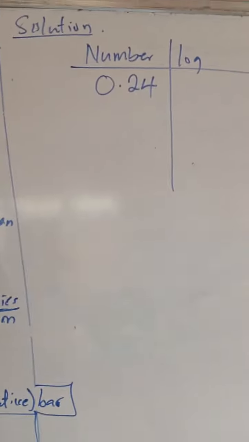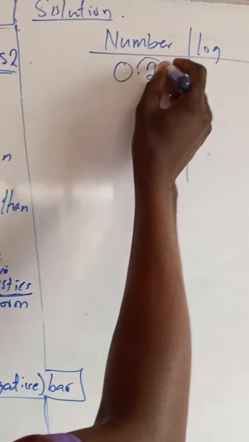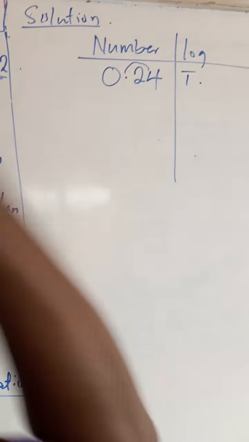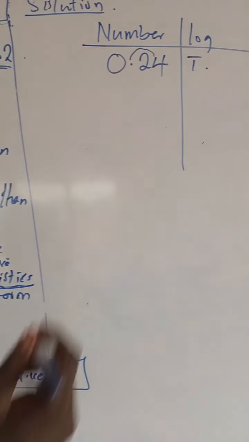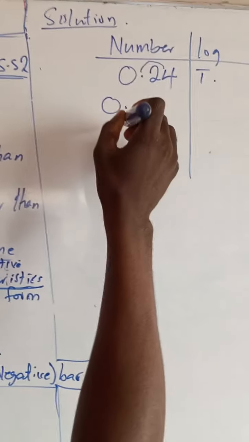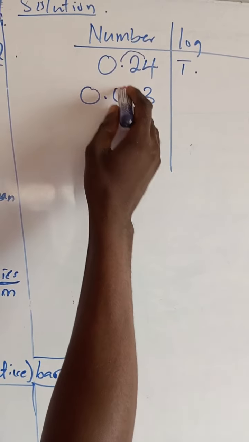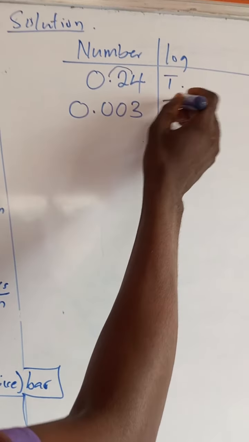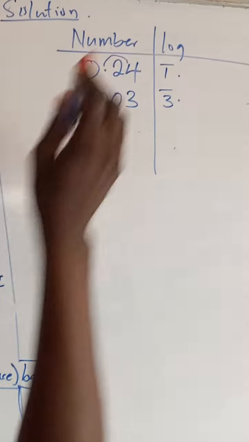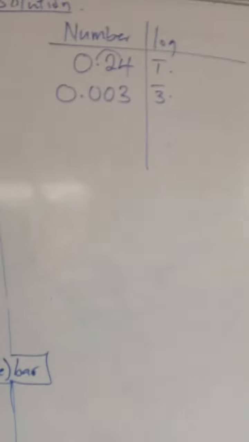0.24. We can get this characteristic as we have been taught here. First, the characteristic is just 1, that's bar 1. While the second one, we have 0.003. The characteristic is 1, 2, 3, that's bar 3. Now let's go to the logarithm table.